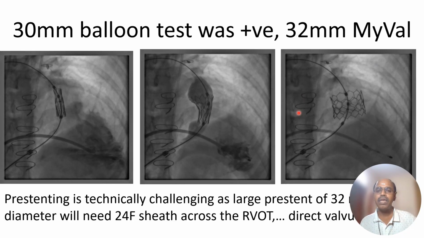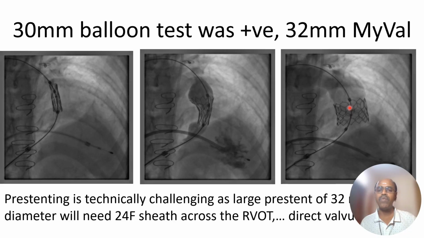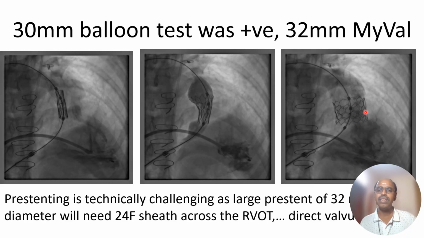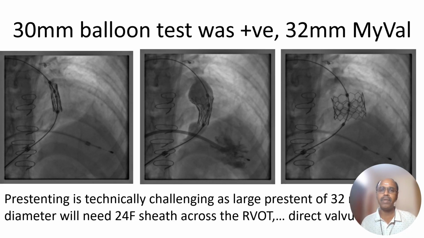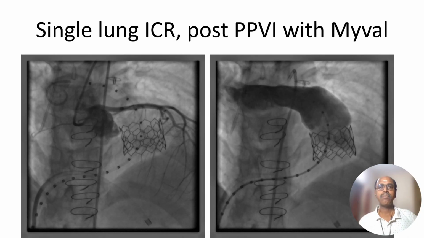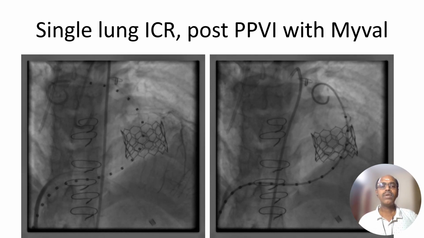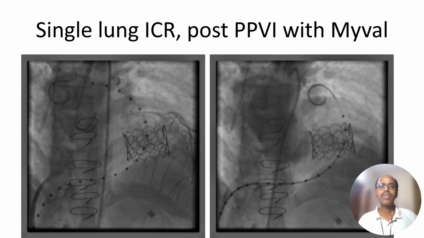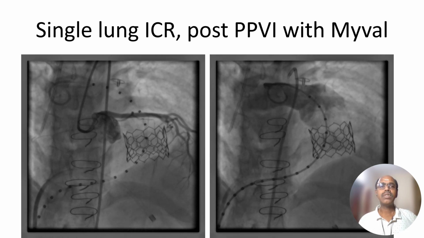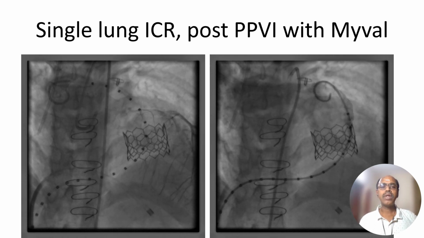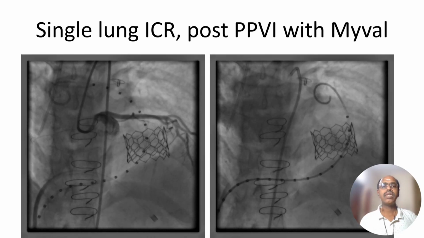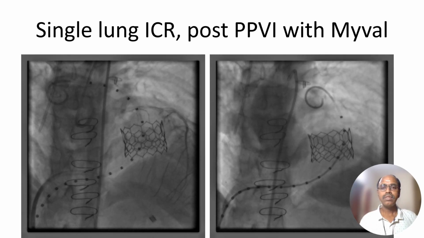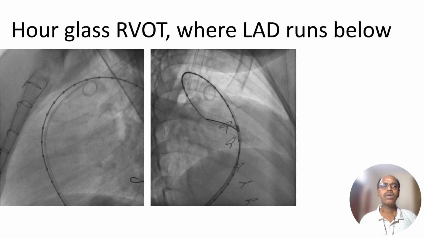This is possible because the valve has a very small profile. The fully expanded length of the valve is only 21 to 23 millimeters. So in this example of single lung ICR, the valve has been positioned proximal to the coronary so that it's not getting compressed. Valve function is also good.